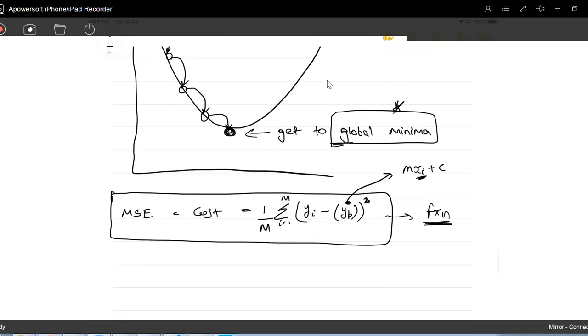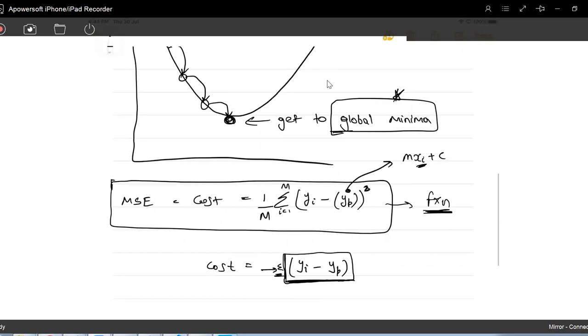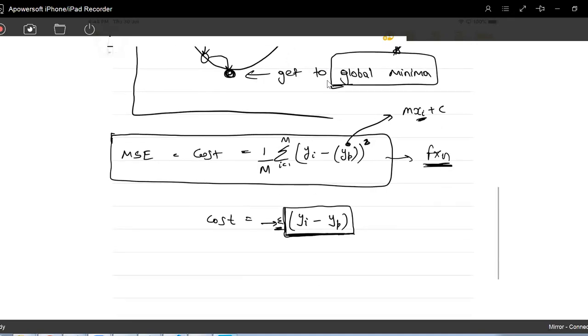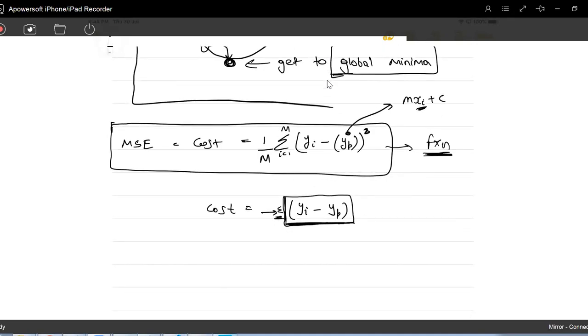I could have also used the metric yi minus yp. This is also giving me the error that is coming, no? I could have also used this as the cost function, but why didn't I use it? I told you the problems with this. Can any one of you tell me what is the problem if I use this cost?